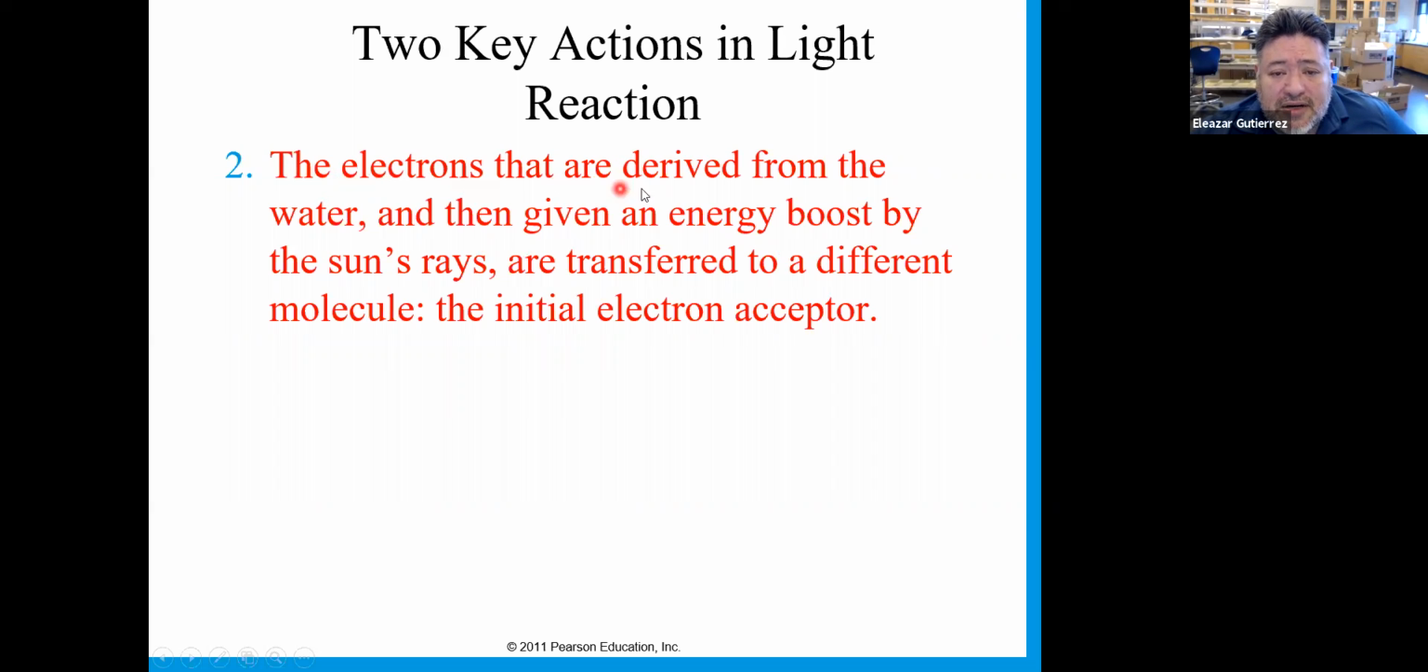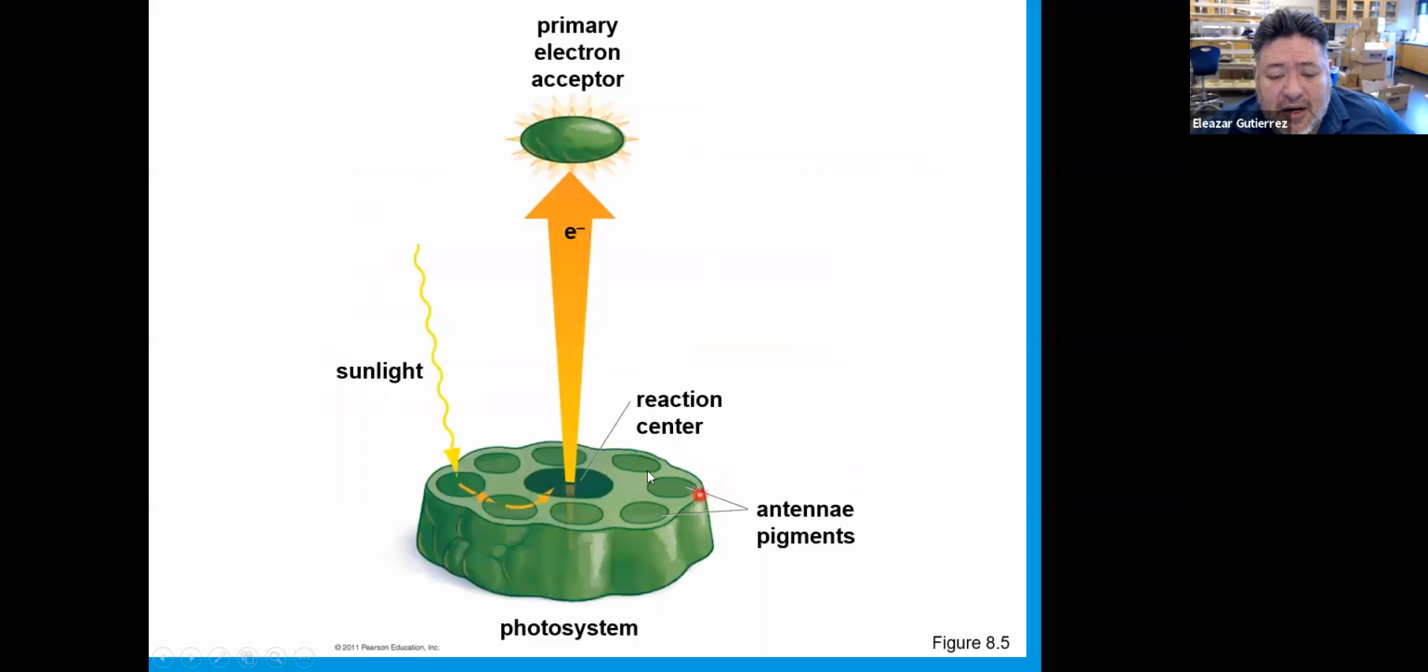Two, the electrons that are derived from the water and then given an energy boost by the sun's rays are transferred to a different molecule, the initial electron acceptor. So we're looking at 1, 2, bam, primary electron acceptor.